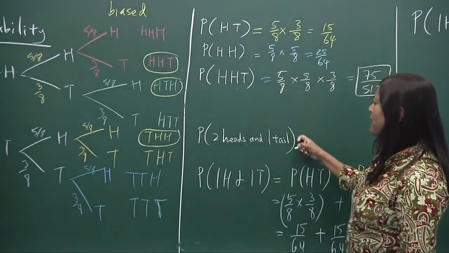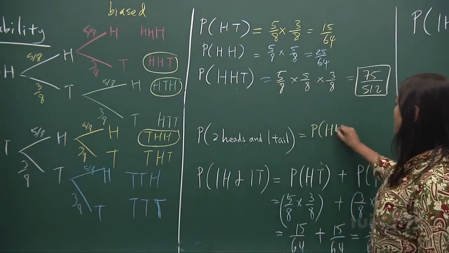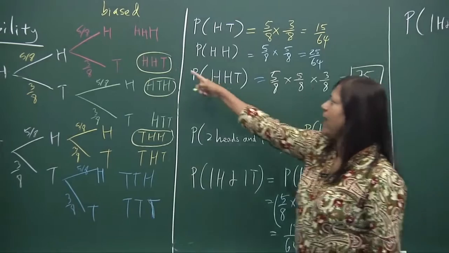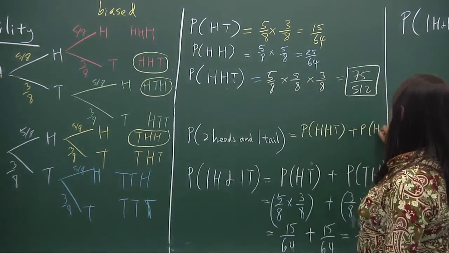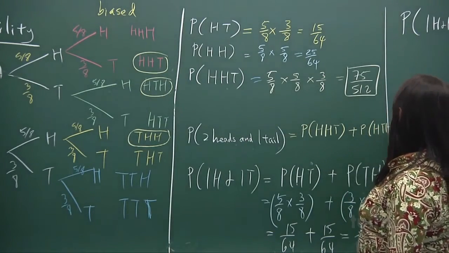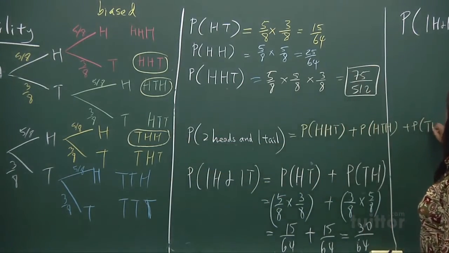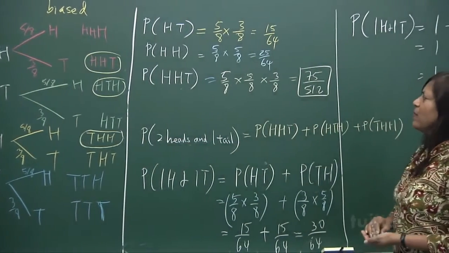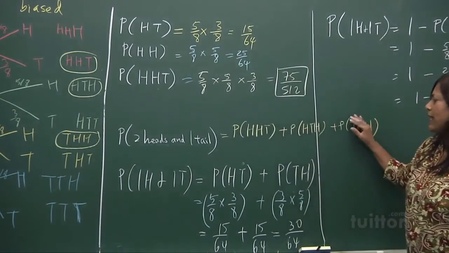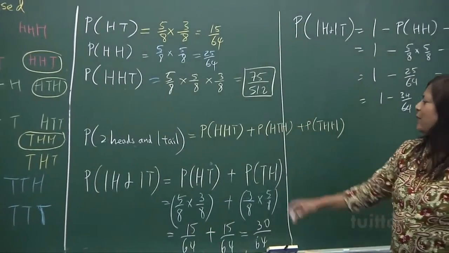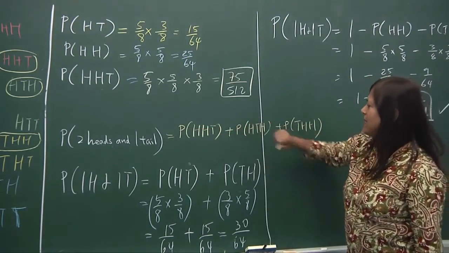So the probability of getting 2 heads and 1 tail is the probability of getting a HHT. Look at that. Plus the probability of a HTH. Plus the probability of a THH. So what we've got is 3 mutually exclusive events. And we're going to add them up. Mutually exclusive, we add them. This is 1 event. This is another way.